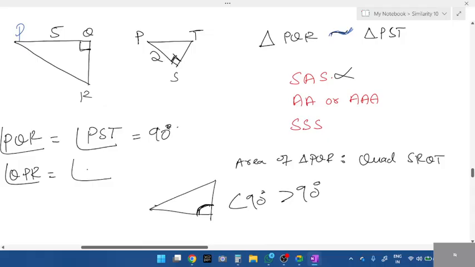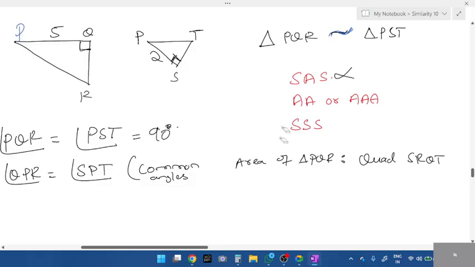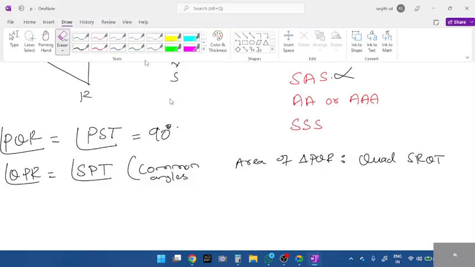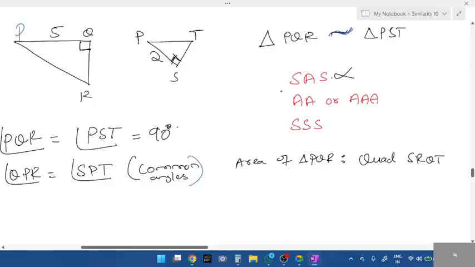It should be in the middle. S, T. What will you all write? Common angle. Did we prove two angles are equal? Response, students. Two angles are equal. That's it. Over. Angle. Side is not required.